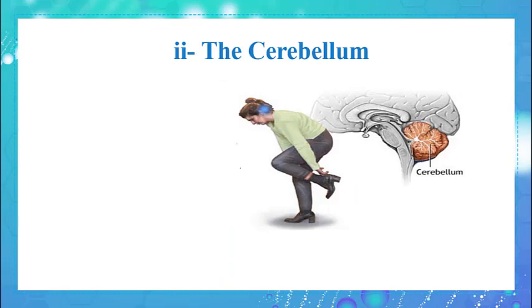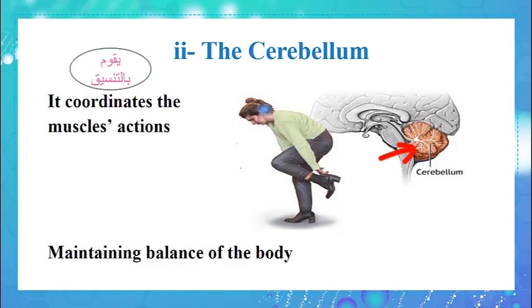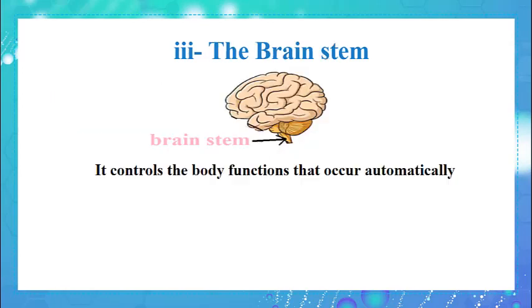The cerebellum, also called little brain, is located at the back of the brain, and it works on the coordination of muscles' actions. This would maintain the balance of your body in the different situations, thus preventing your body from falling down.